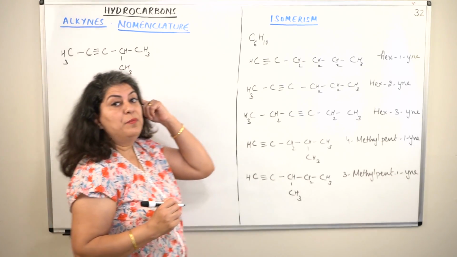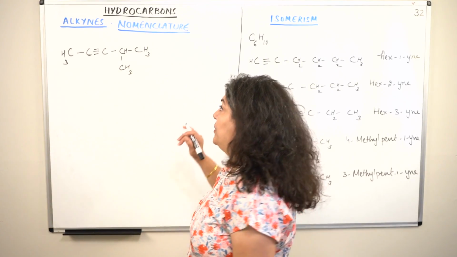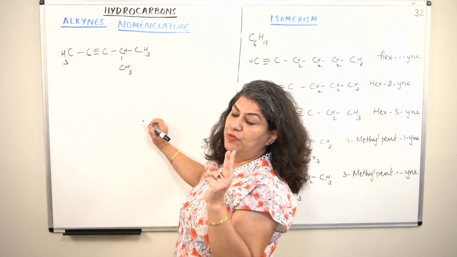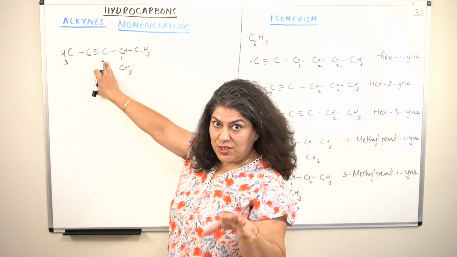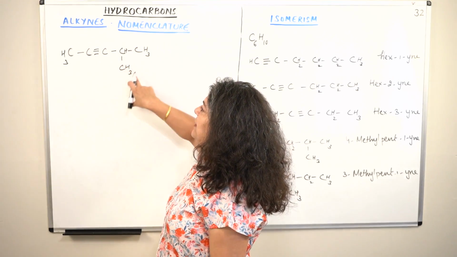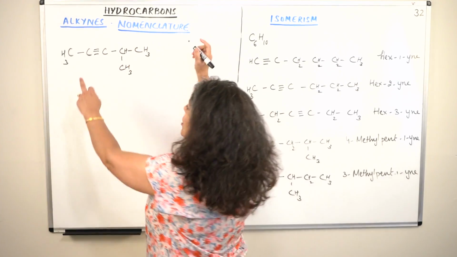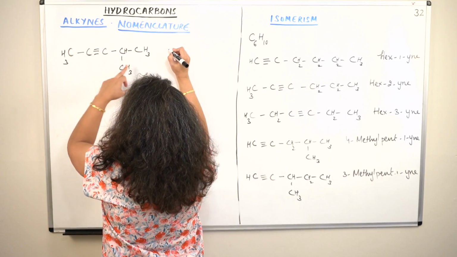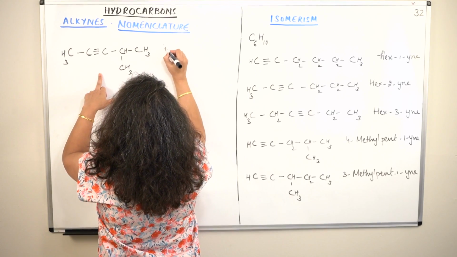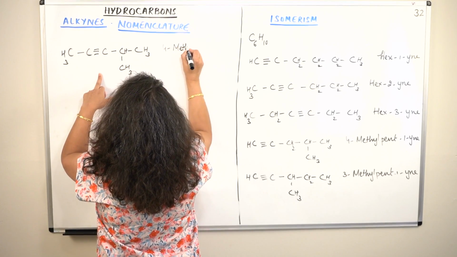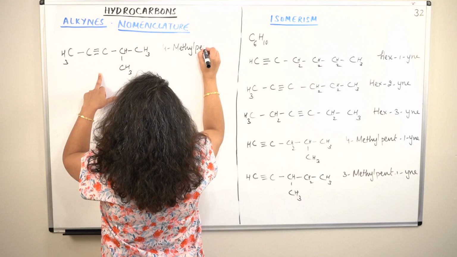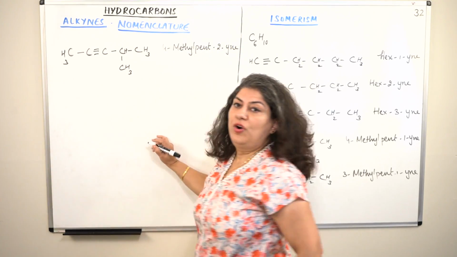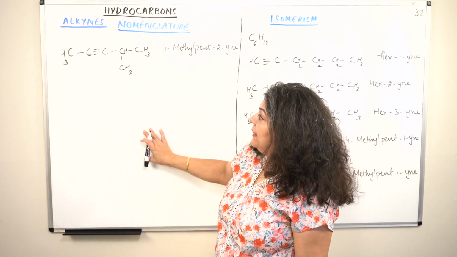And what will be the name of this isomer now? The triple bond is between the second and the third carbon atom, it gets the lower locant, and the methyl group is present on the fourth carbon. So we'll write this is 1, 2, 3, 4, 4 methyl pent 2 yne, right? It is 4 methyl pent 2 yne.